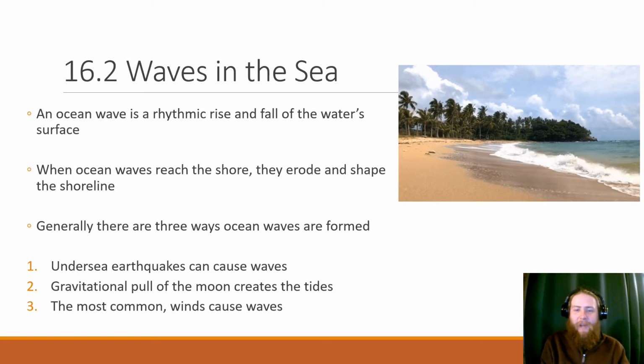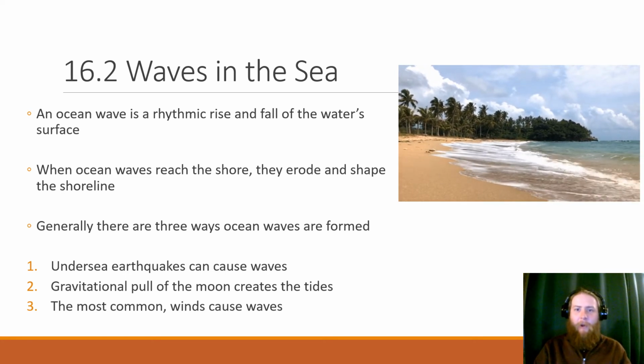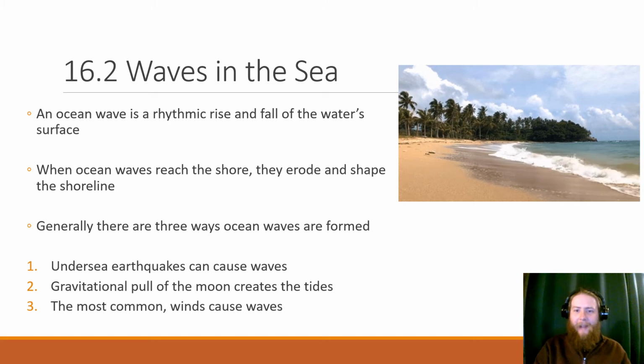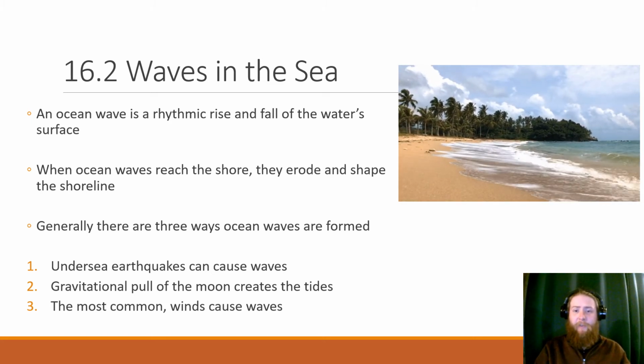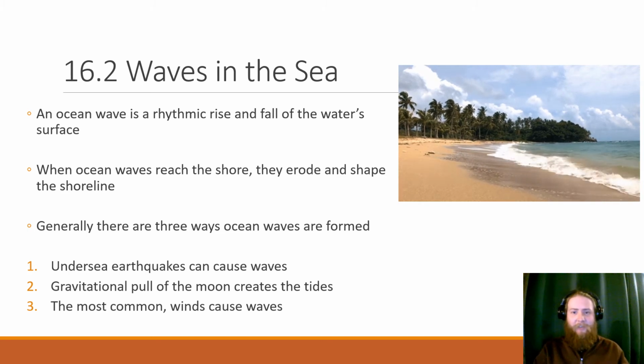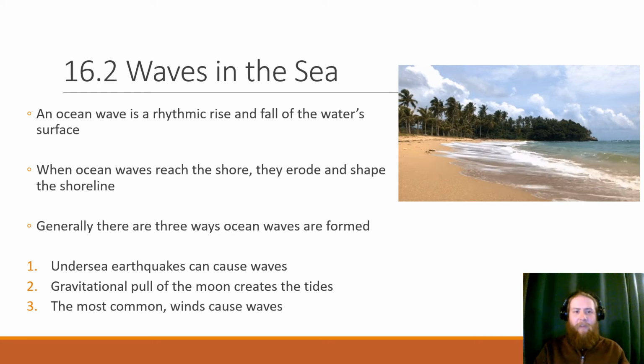All right, so waves in the sea. An ocean wave is a rhythmic rise and fall of the water surface. As they reach the shore, they erode and shape the shoreline. Water is a very good agent of erosion. We've talked about that in streams and glaciers and runoff. And generally, there are 3 different ways that ocean waves are formed.